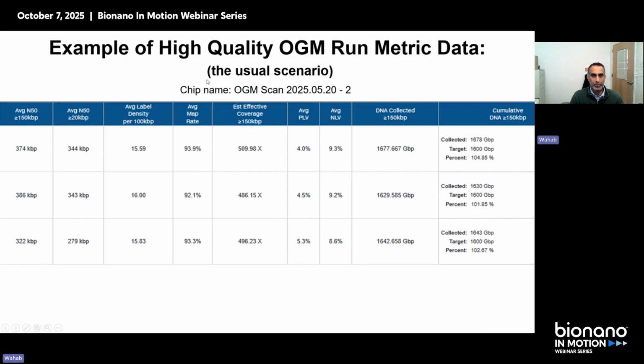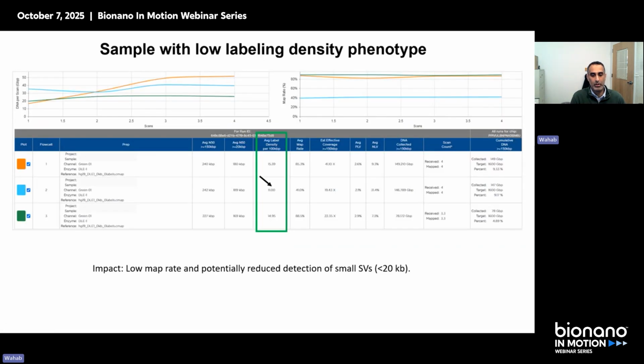good quality run, and this is the usual scenario for us, where we're getting good map rate, good coverage, and we try to collect around 1,500 to 1,600 gigs of data for our heme conditions as well as the lymphoma workup. And I'll show you a couple of examples where it may be a little bit on the lower end.